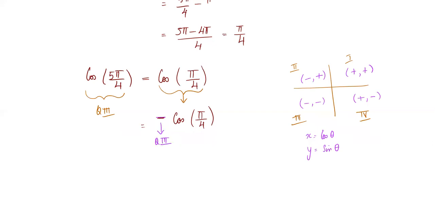And then go ahead and use your table, and the table gives you negative root 2 over 2. And that's the exact value for cosine, root 2 over 2. Okay.